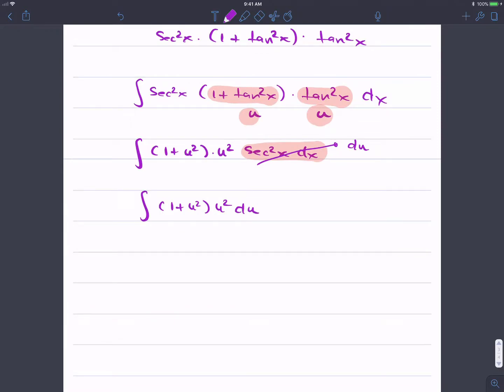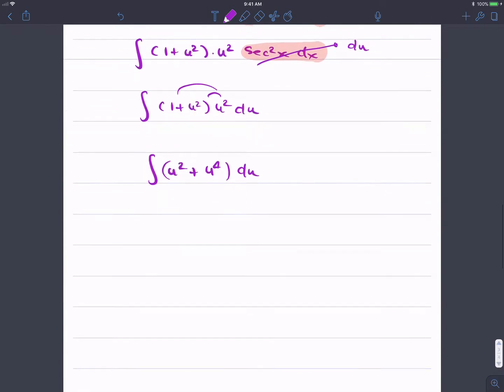And here's where I'm going to use the distributive property. I'm going to distribute now. So I'll get the integral of u squared plus u to the fourth du by distributing here. And when I integrate, I'll have 1/3 u to the third plus 1/5 u to the fifth plus c.